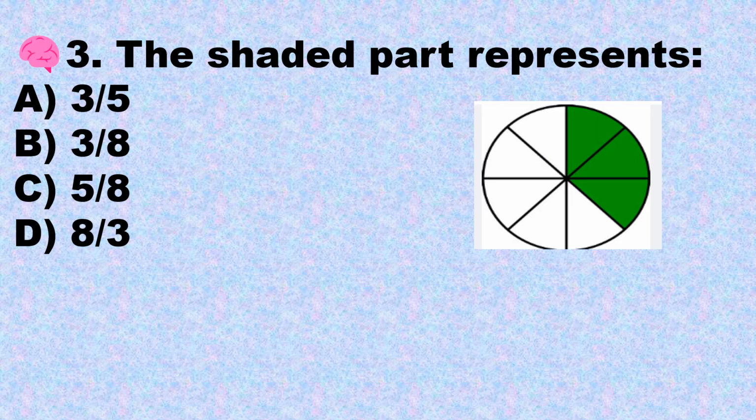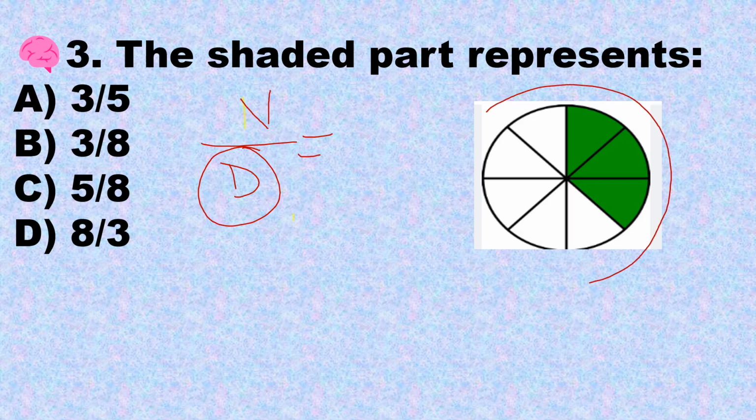Next, the shaded part represents. So you have to check in the figure what this shaded part represents. See, first you have to check numerator and denominator. First I will tell what is denominator. Denominator means how many total equal parts are there. Okay, so first we will check how many total equal parts.